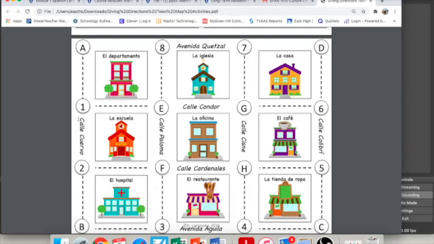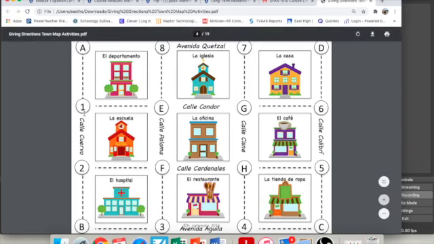So let's say you're starting over here at number 1, and I tell you to siga derecho en la calle Condor. So you know that siga derecho means, hopefully you're saying, continue straight. And in this case, you see all the different streets. Going up and down, we have Calle Cuervo. Going across, we have Calle Condor, Avenida Quetzal, Calle Cardenales, Avenida Águila, Calle Cisne, y Calle Colibrí.